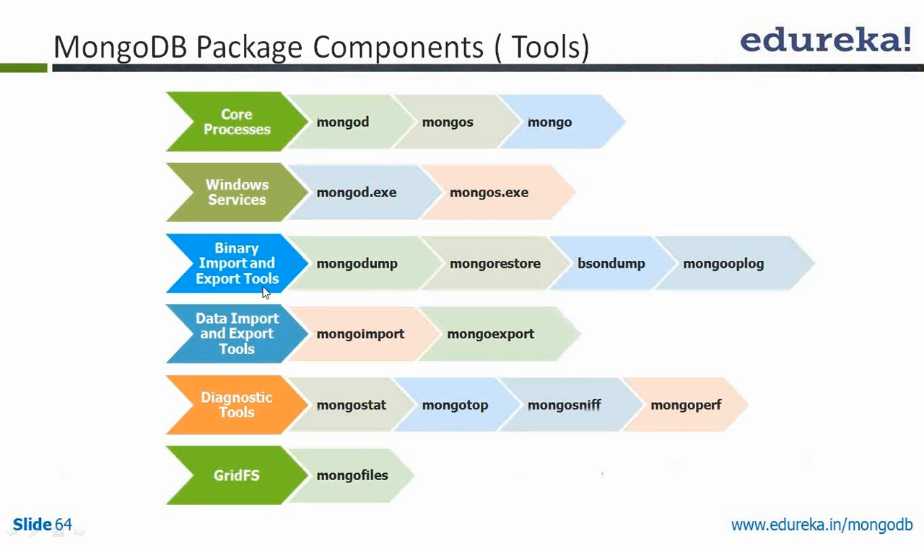For binary import and export, there is mongodump, mongorestore, bsondump, and mongooplog. For data import and export activities, there are the mongoimport and mongoexport tools. For diagnostics and monitoring your database, there are mongostat, mongotop, mongosniff, and mongoperf. For GridFS, to manage big files or large files more than 16 MB, or unstructured data, you can use the GridFS API, which is mongofiles.